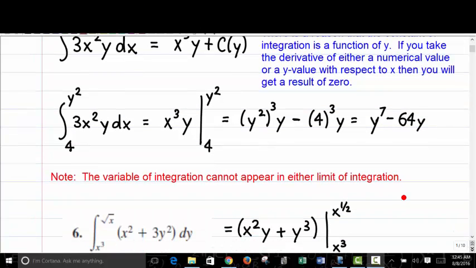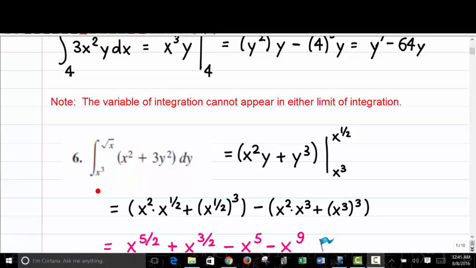So always keep in mind that when you're integrating with respect to a certain variable, you can't integrate with that variable at the same time. So if we were integrating with respect to x, our limits of integration could only be numbers or y's, and if it's with respect to y, it can only be numbers or x's. All right, so there's the basic.